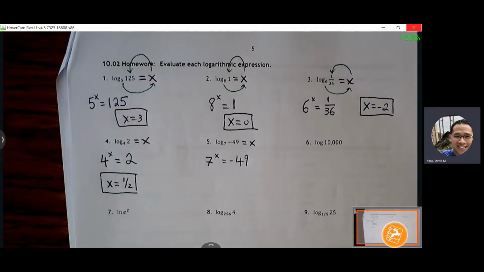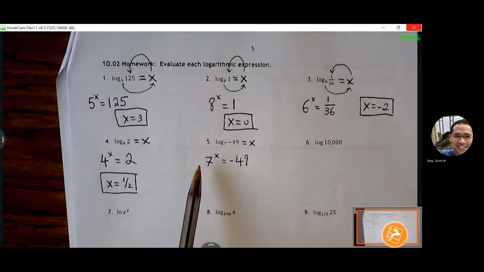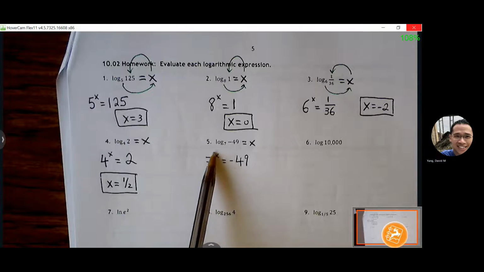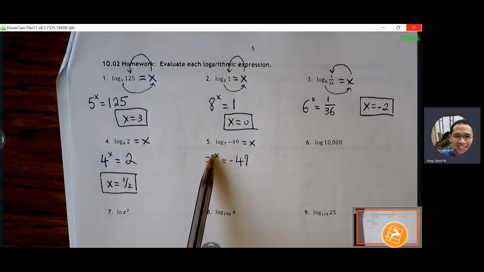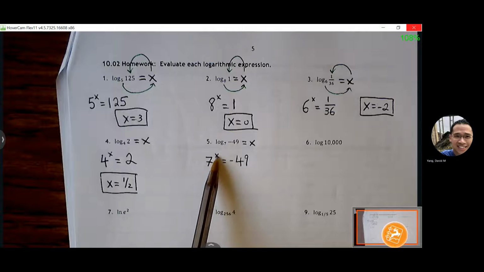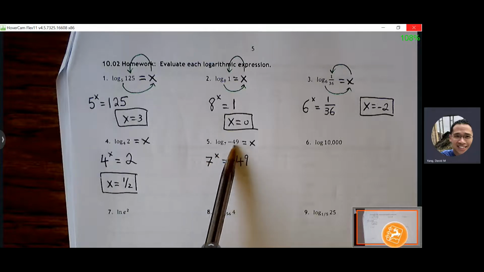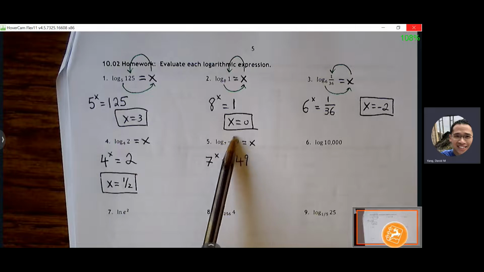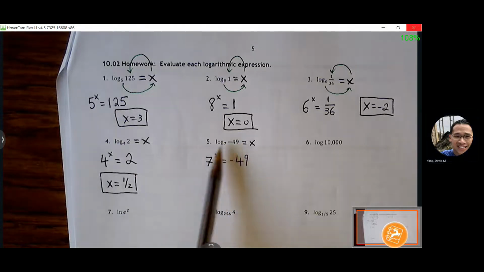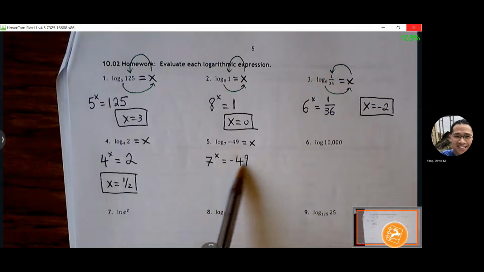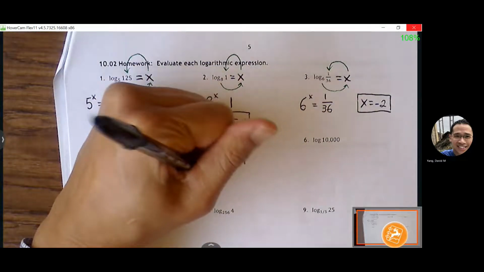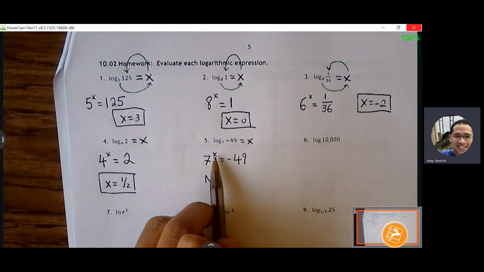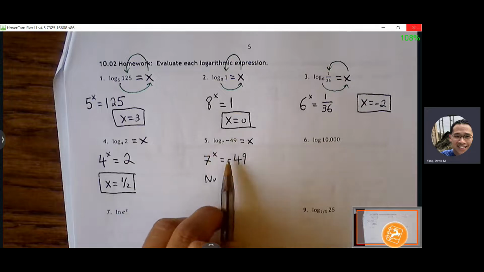All right, what's the issue with number 5? Can I raise a positive number to any power and get a negative? No, so there's no solution. Also, something else to keep in mind is that we can never have log of a negative number. Kind of see why that's the case. No solution. It doesn't matter if I choose any negative number or 0 or positive. I can get 49, but I can't get a negative 49 out of this process. Or I can get 1 over 49, but I can't get a negative to show up.